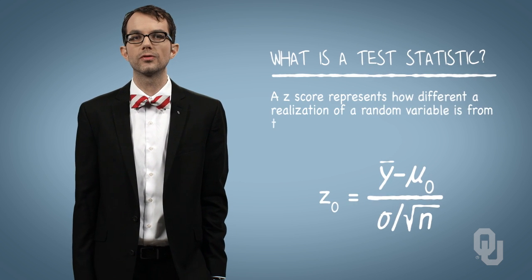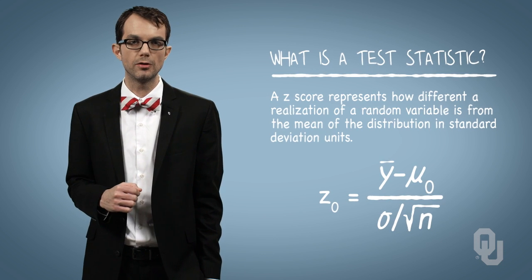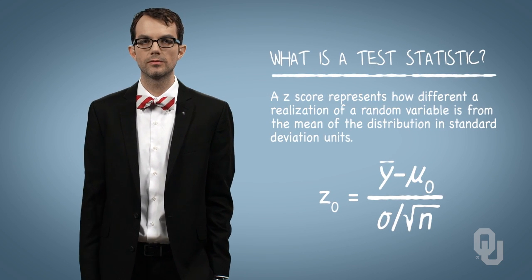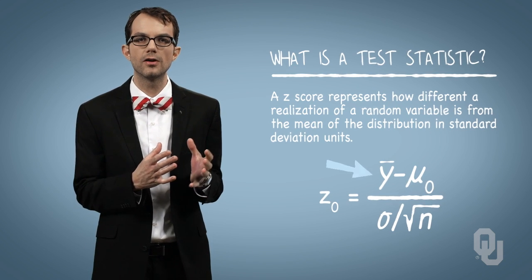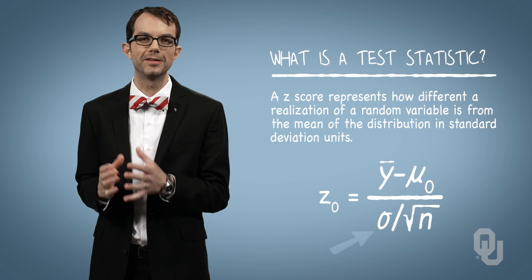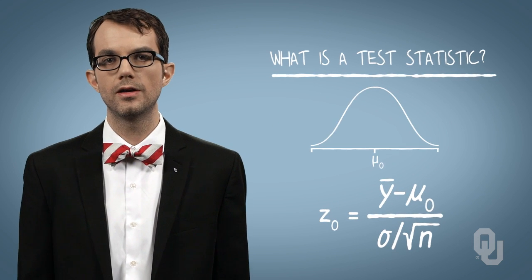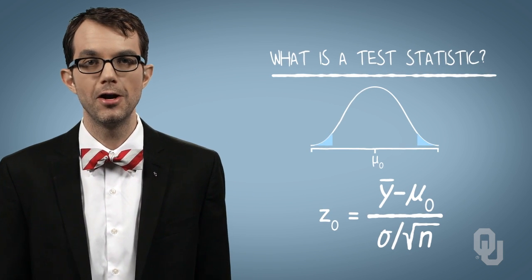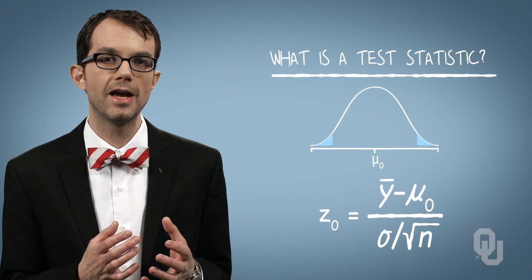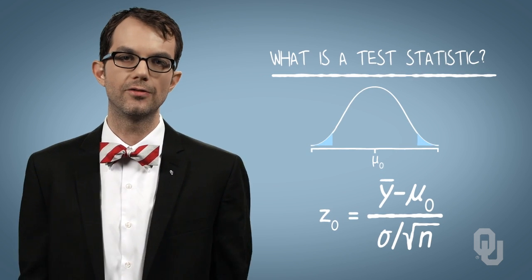Remember, a z-score represents how different a realization of a random variable is from the mean of the distribution in standard deviation units. That's what we're using here. How different is our sample evidence from the hypothesized value in standard deviation units? If y bar is far enough from mu naught, the test statistic will lie in the rejection region. How cool is that? We're taking the notion of a z-score and applying it to a measure of the distance from the sample to the hypothesized value.